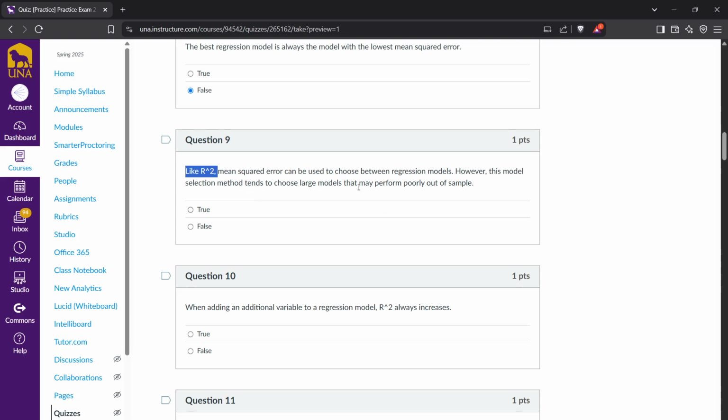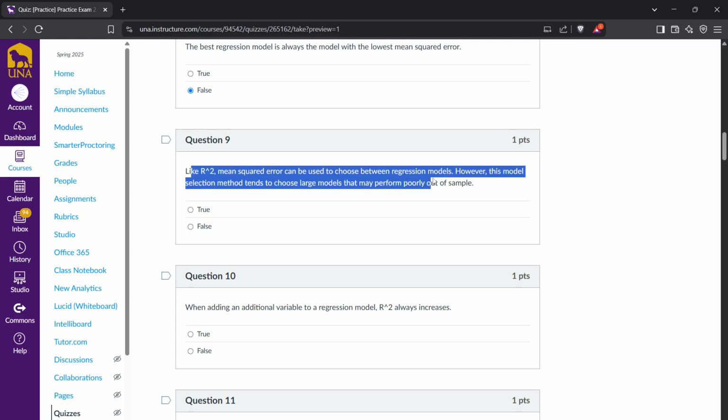So I am going to press X to doubt, and I am not going to go with using this method. I am going to go with this comment here. However, this model selection method tends to choose large models that may perform poorly out of sample. That is absolutely correct. So true.